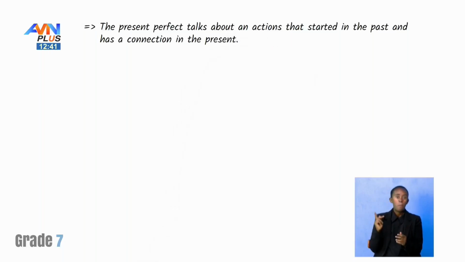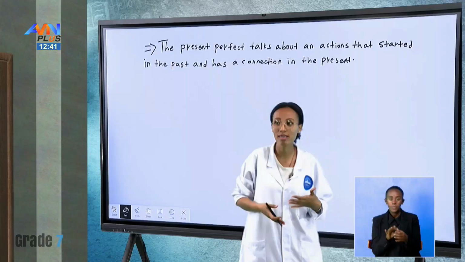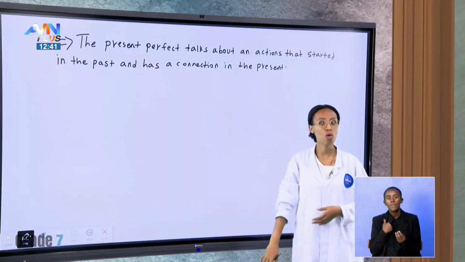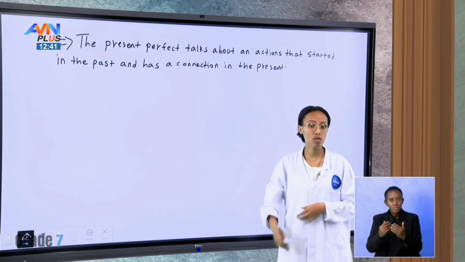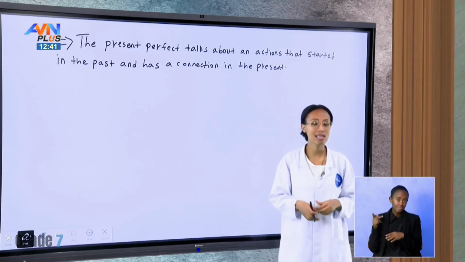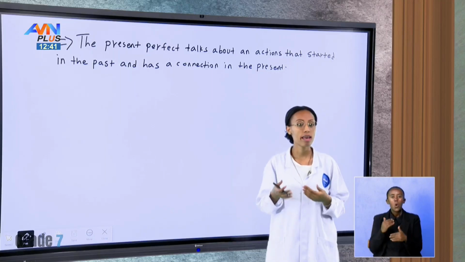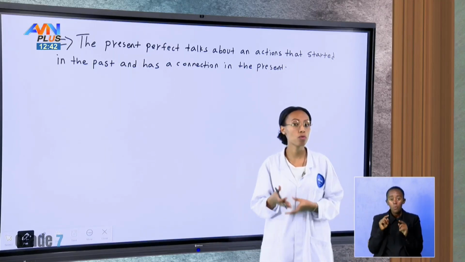It has a connection in the present. It also has what? An effect or a cause or a consequence in the present. So the action might have started in the past, but still has an effect, a consequence in the present time. So that is what we show when we're using the present perfect tense.